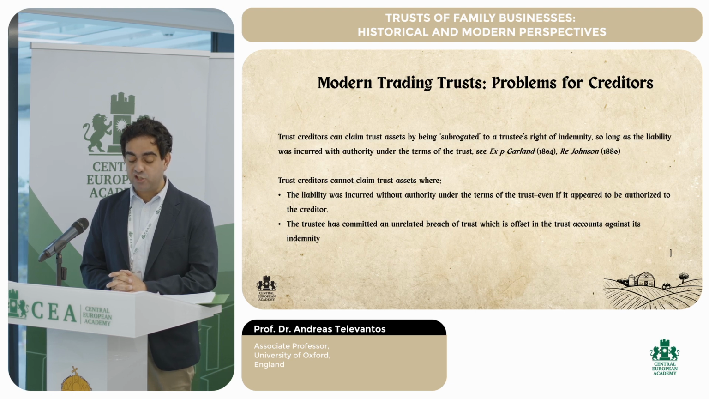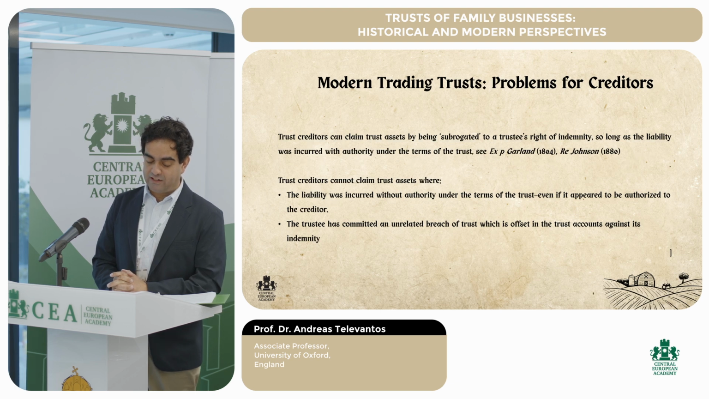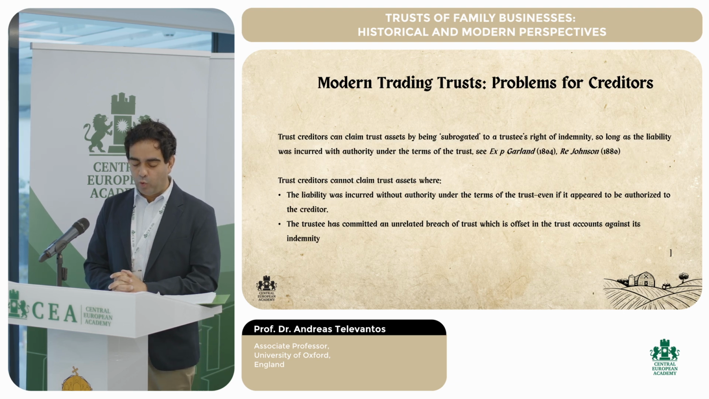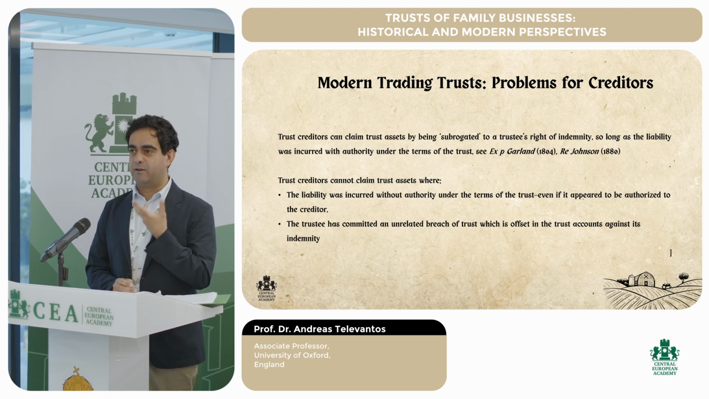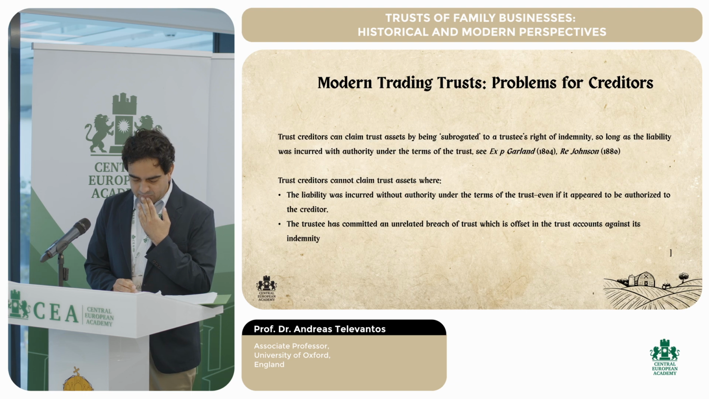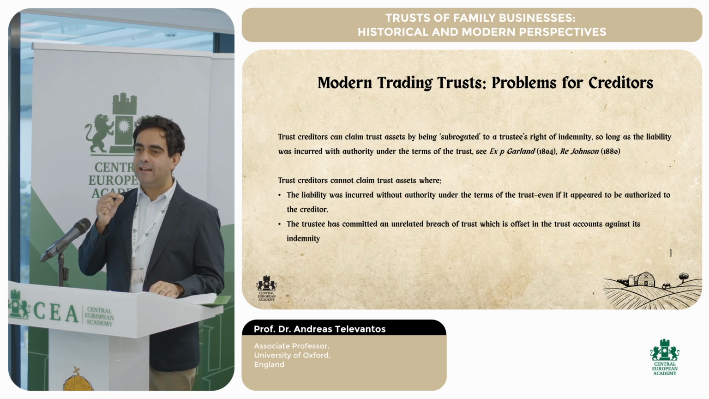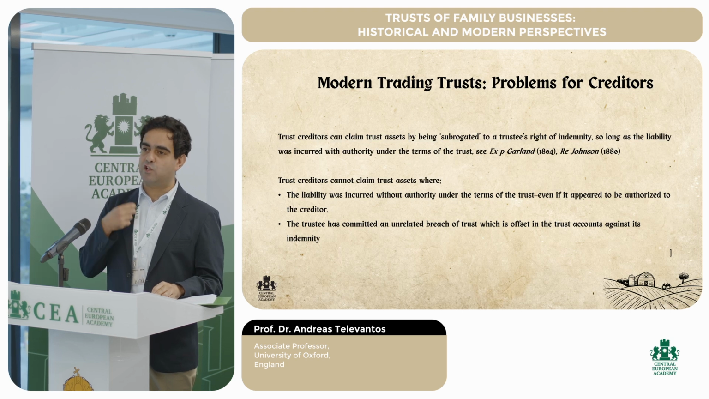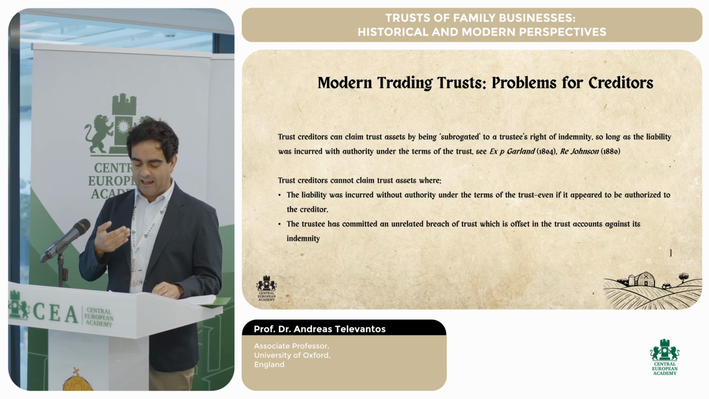In other words, the trust creditors can indirectly claim trust assets through a trustee's right of indemnity. And English lawyers call this indirect claim a form of subrogation, though that, of course, has a different meaning to civil lawyers. There are, however, severe limits on this mechanism. There are severe limits on the extent to which a creditor of a trustee can claim trust assets.